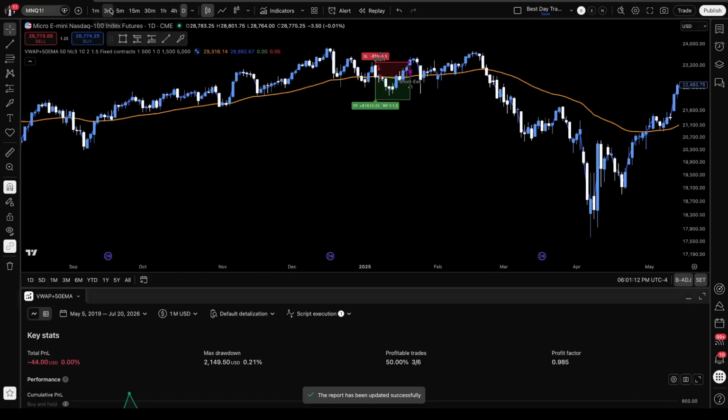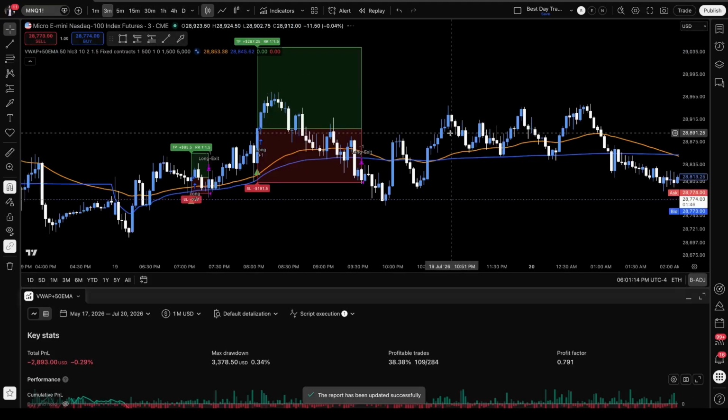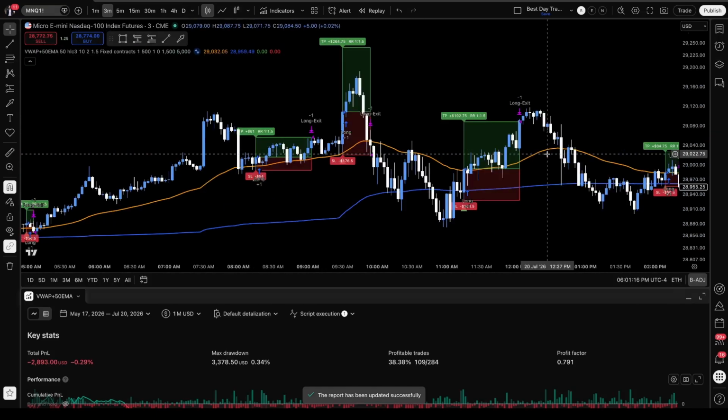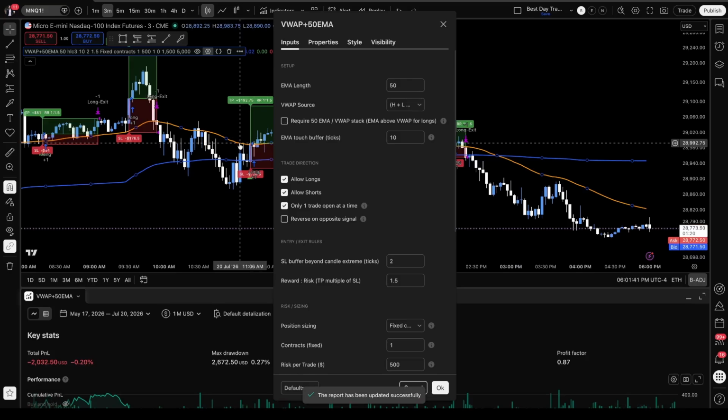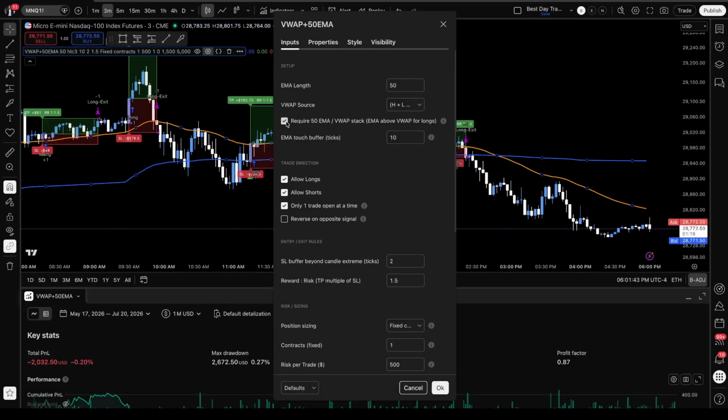I do NASDAQ because that's the one I like to trade. But let me go through the settings themselves. Here I put the 50 EMA as the length, and the VWAP is just a normal VWAP. I did put in the requirement that the EMA has to be above the VWAP for longs and below the VWAP for shorts. You can remove this, and then it doesn't require that logic. It can perform better or worse. In this scenario, I think it did worse.